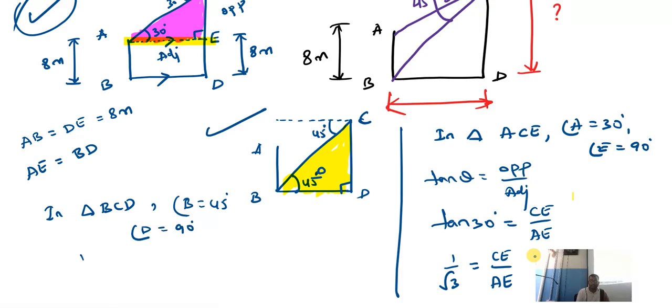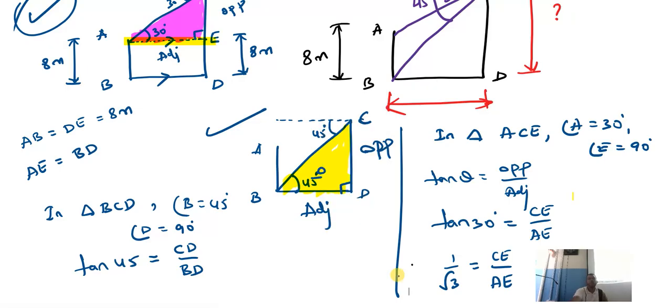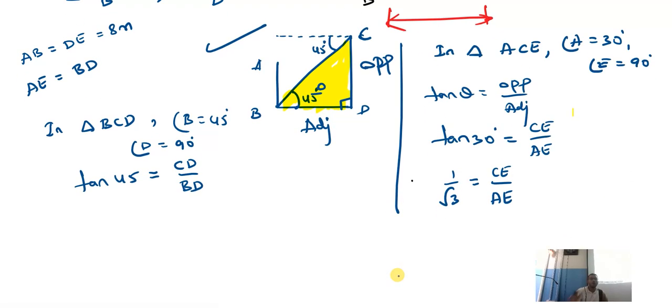Shall we use tan theta again? Yes, sir. Then tan 45 is equal to opposite by adjacent. What is opposite? CD. Adjacent, BD. This is my opposite and this is my adjacent. समझे बेटा? Yes, sir. Understood? Now, what is tan 45? 1 is equal to CD by BD.